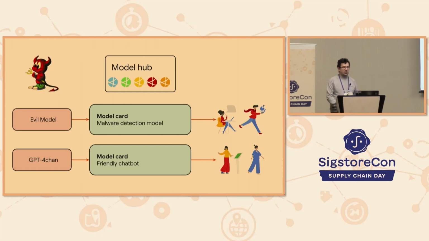Of course, the users are not going to check just the model card description. They're also going to look at the model name. If they see a model that says it's a malware detection model, but the name is evil model, probably they're not going to download it. But that is a problem I can easily solve. I can just rename the model, and now nobody would be the wiser. They will just download the model, get infected with malware, chat with 4chan, and so on.